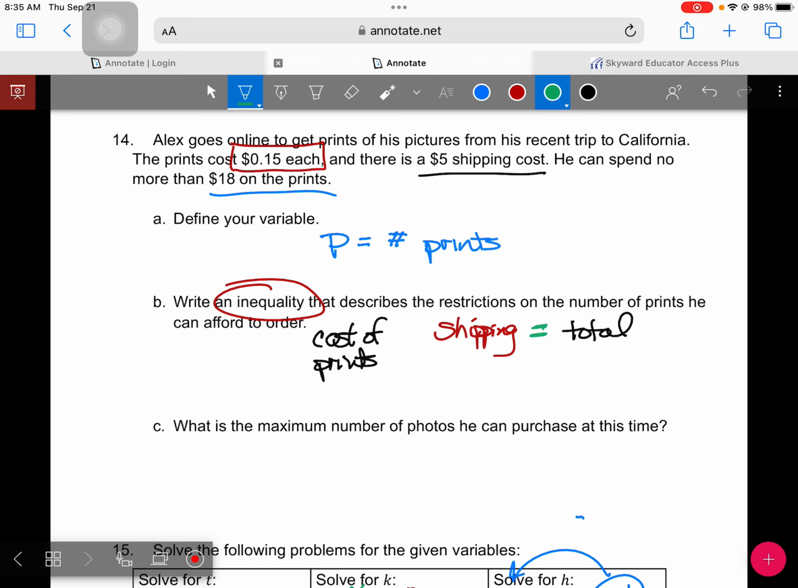Cost of prints and shipping. What would I do with those costs? Plus, yeah. So what is the cost of the prints? How do I find the cost of the prints? I know they're 15 cents each. How much is 15 cents times 1? Why don't I just say that? What is the cost of one print? 15 cents. Yeah. Cost of 2 prints? 30 cents. So what is the cost of P number of prints?